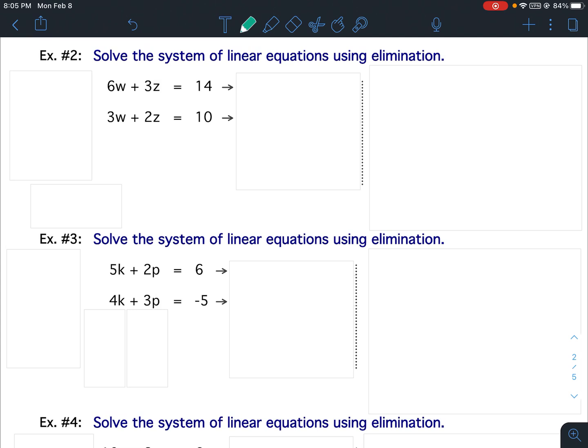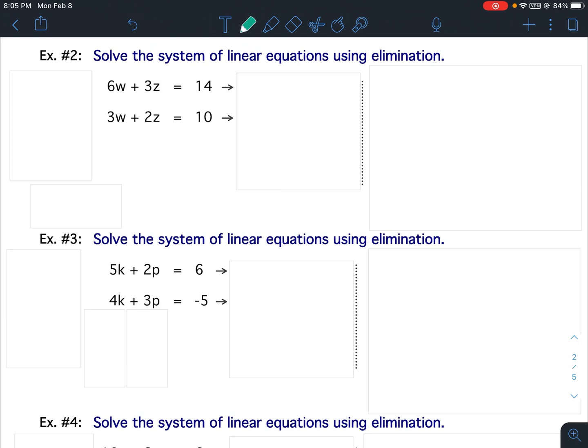All right, so the first thing we want to look for are opposites. Do we have opposites here? No, we do not. Opposites would be like 6w and negative 6w, or 3w and negative 3w, and so forth. So we do not have opposites. Do we have identical terms? Again, no, we do not. And be careful. A lot of people want to think that 3w and 3z are identical terms, but they're not. To be identical, it has to be the same coefficient and the same variable.